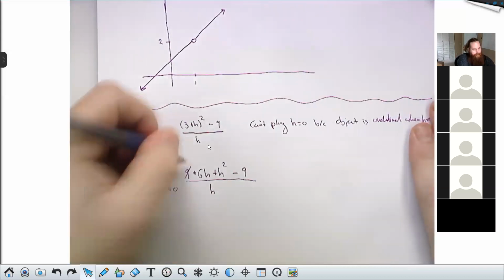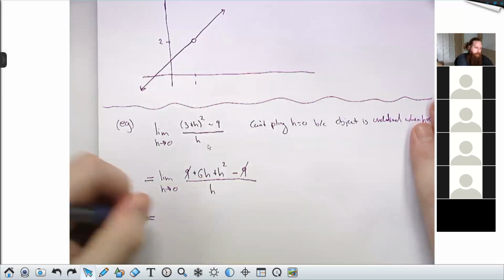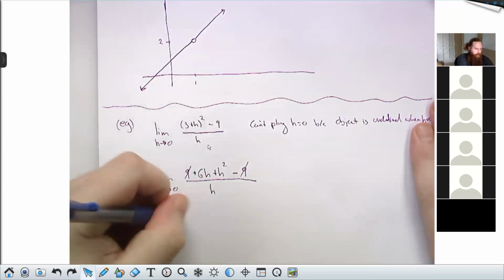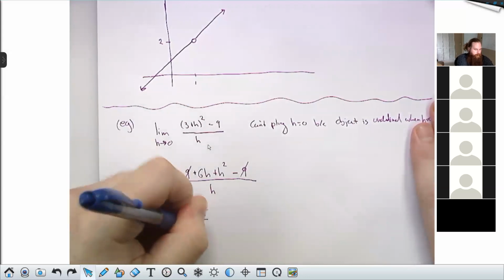The plus 9 here and the minus 9 there eat each other up. So I really have here the limit as h approaches 0 of (6h plus h squared) over h.